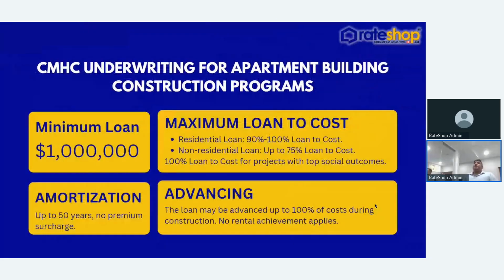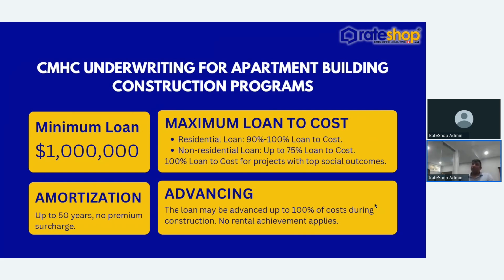Just a very basic understanding of what their criteria are, just at the broad level. The minimum loan amount is $1 million. They'll go up to 90 to 100% loan to cost, and for non-residential, they'll go up to 75%. They do 100% loan to cost for projects with top social outcomes.